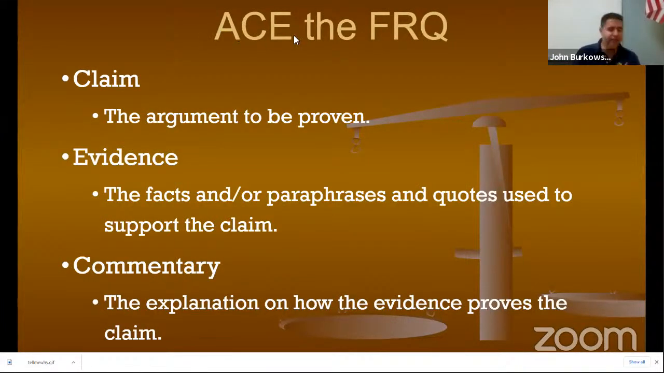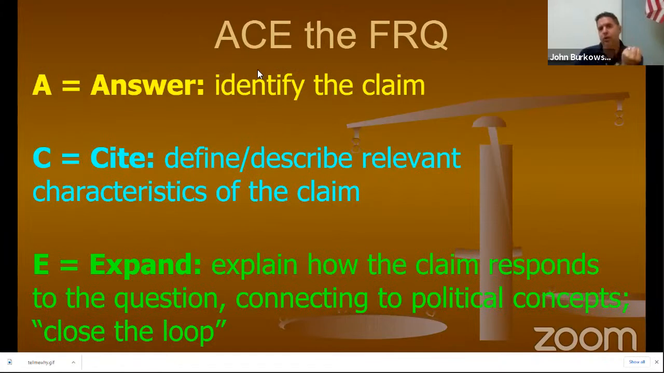So I like to use ACE, and I've been using ACE in the other FRQs. You've seen this probably in your English language class in some form or fashion. Claim, evidence, commentary. Claim, the argument is proven, or at least supporting the argument. Evidence, the facts are. And commentary. All right. I used it and modified it to call it ACE.